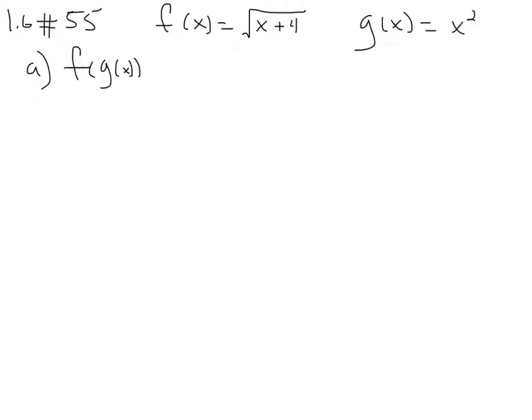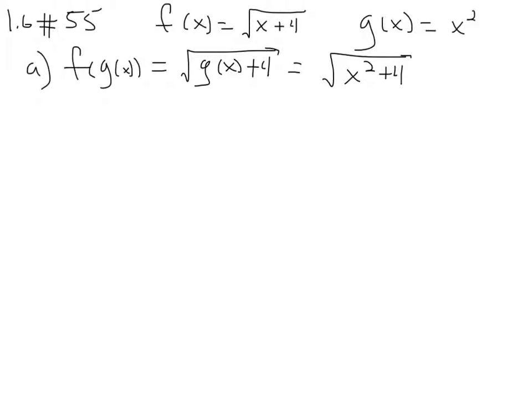Section 1.6, number 55. Here we're given that f of x is the square root of x plus 4, and g of x is x squared. Now first we're asked to find f of g of x. And what that means is that everywhere where there was an x in f, we now put the entirety of g of x. So g of x plus 4. But g of x is x squared, so this is going to be the square root of x squared plus 4.